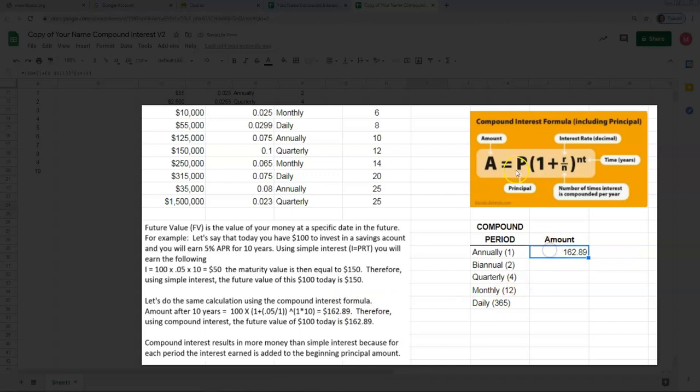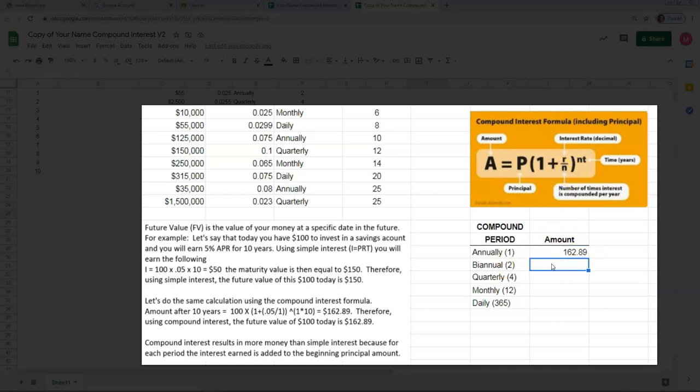And there it is. Now, if your value looks something like this, we just need to reduce those decimal places, which will force the 8 to round up to a 9. So we have $162.89. Let's do one more, and then you can do the rest on your own, biannually. That would be 2 times. So we are going to have to change the variable n to a 2.